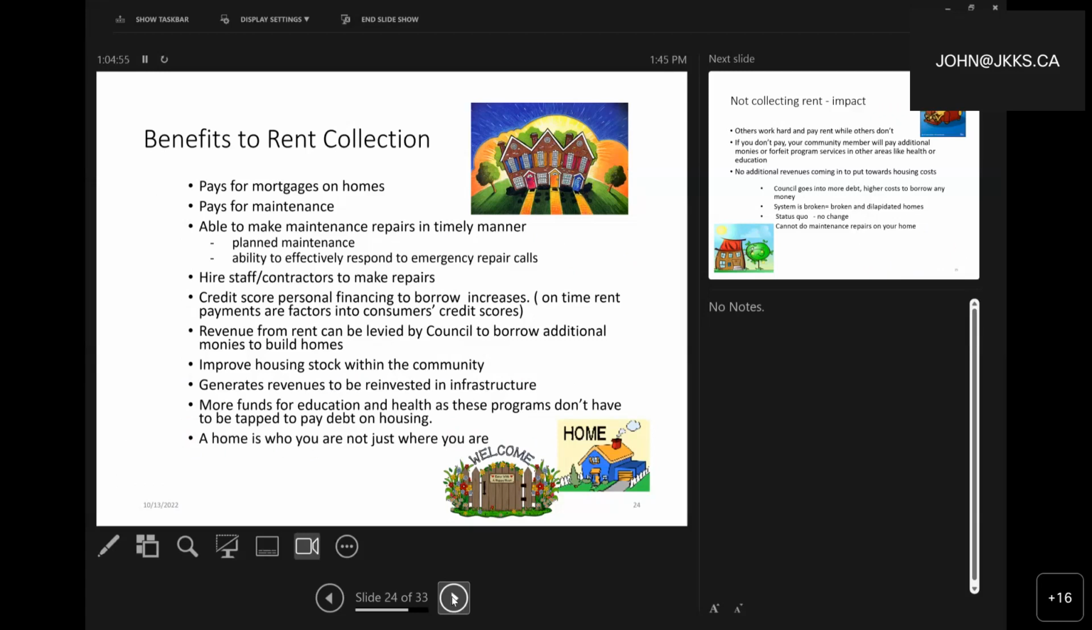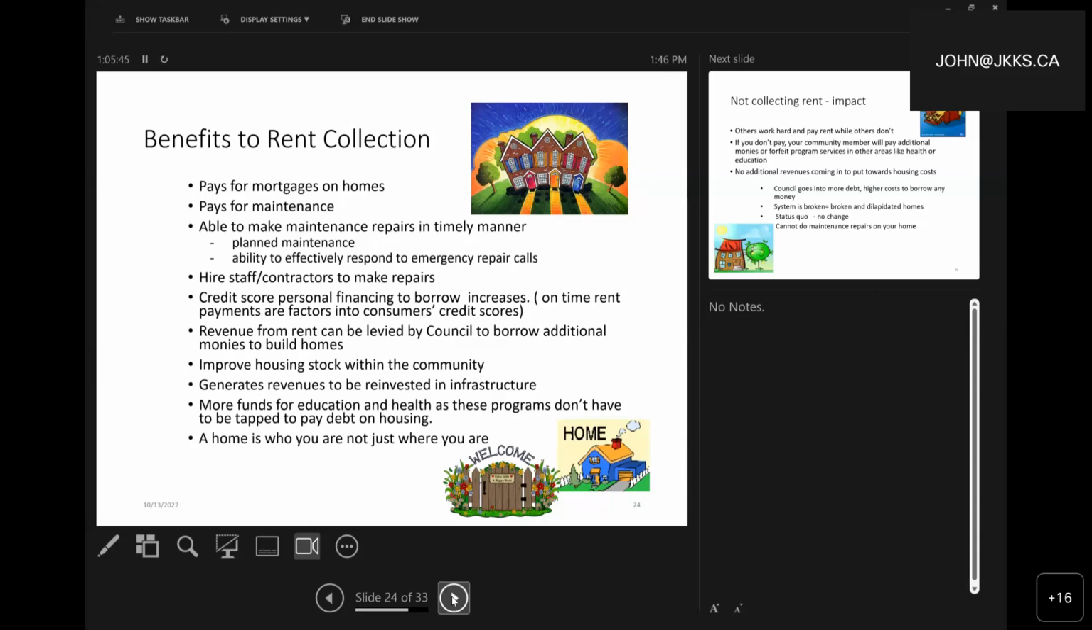You can hire a contractor to make the repairs. You can build credit scores from personal finances to borrow. We talk about credit scores, which is a challenge in First Nations because of employment, and you don't have a mortgage, but a rental regime will allow a person to create a credit score. So if they want to borrow money for a truck from a bank, and they're paying their rent, you can establish a credit score. Revenues from rent can be levied by the council to borrow against other monies to build homes. So again, you can use it to increase your housing stock and invest back into the housing infrastructure.